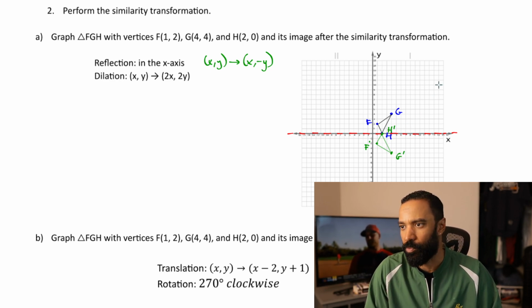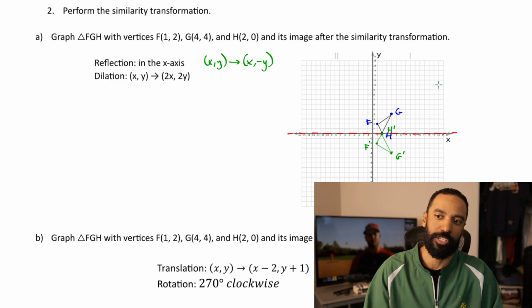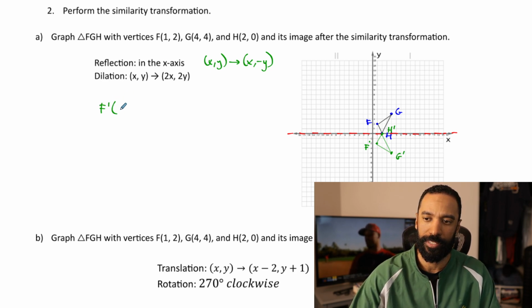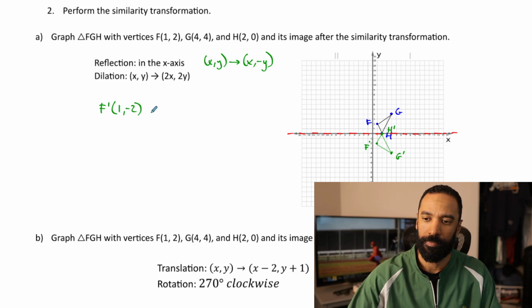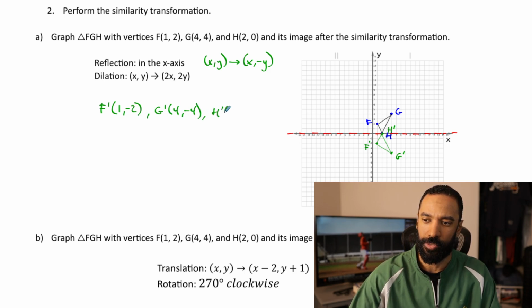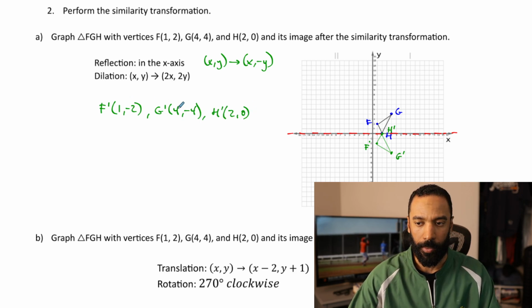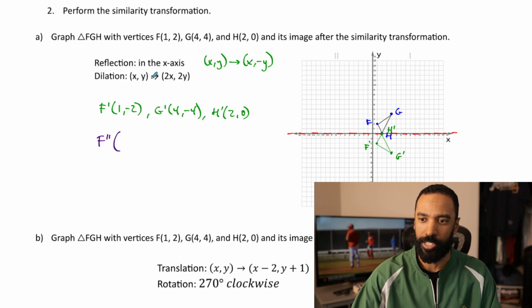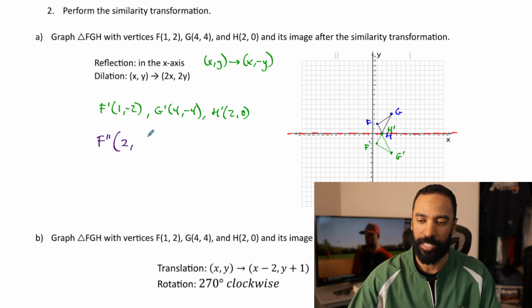Let's do a second one, and I'll call it F double prime, G double prime, H double prime. Let's dilate this by doubling all these. Now keep in mind, what I just made was 1, negative 2, 4, negative 4, and this is still 2, 0. Now these are the ones we're going to double. Let's do this in purple. F double prime, let's double the x's, double the y's. Basically dilate, enlarge it with a scale factor of 2. 2, negative 4, 8, negative 8, and 4, 0.